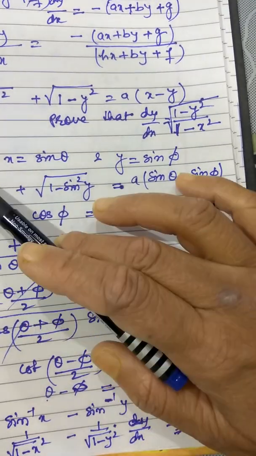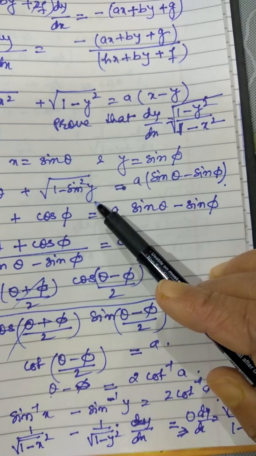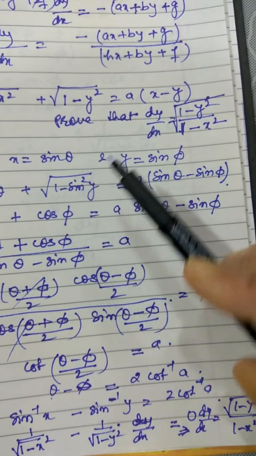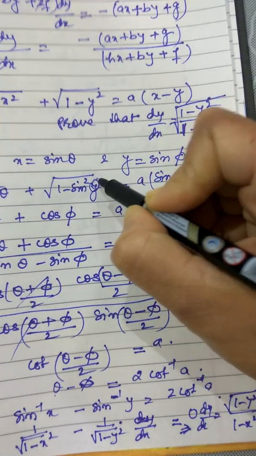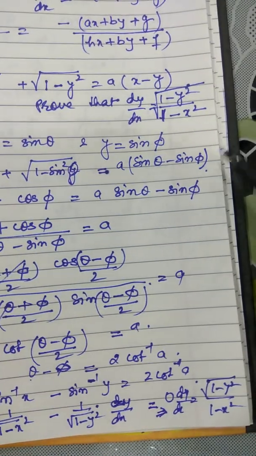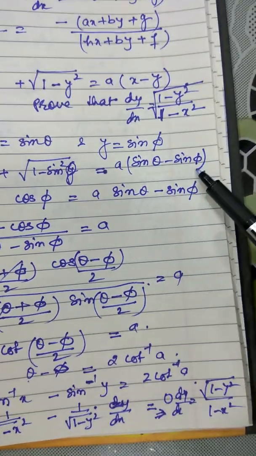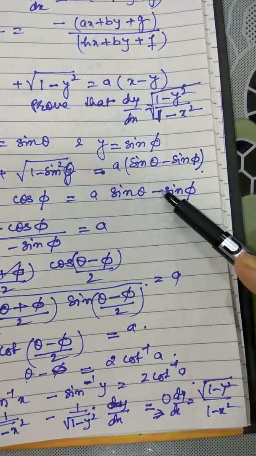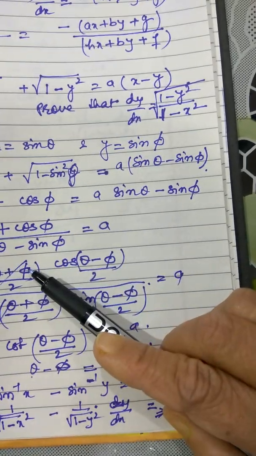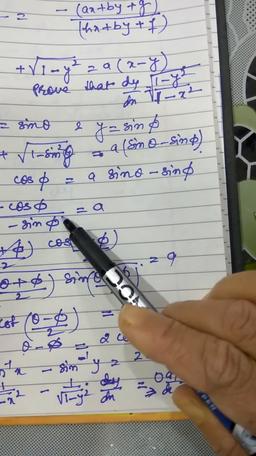So √(1 − sin²θ) + √(1 − sin²φ) = a(sin θ − sin φ). This is cos θ + cos φ = a(sin θ − sin φ). Take this here in the denominator and apply cos C + cos D, and here sin C − sin D.